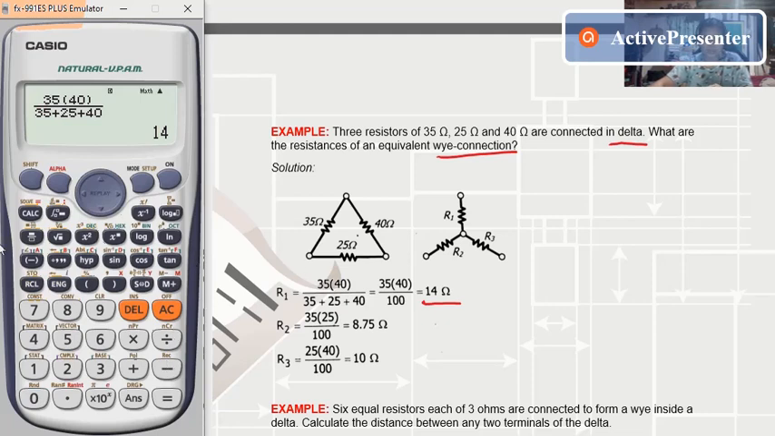Same for R2. For R2, what changes is 25. So our R2 is 8.75.